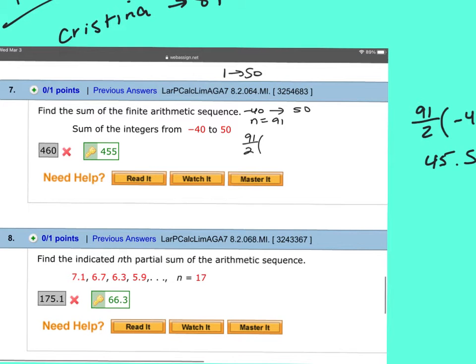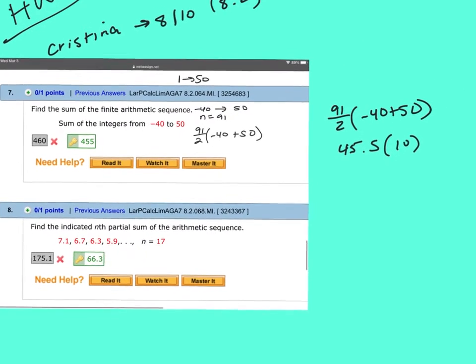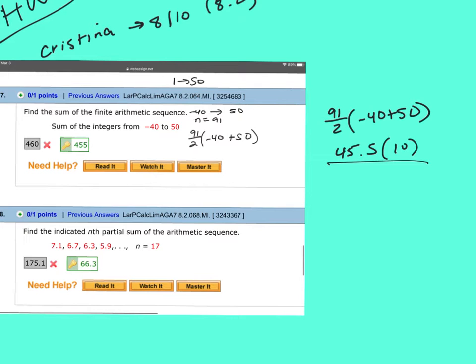If it was positive, like if it said from 20 to 50, then it's 30. It's because it went negative that you included 0. So then the first term is negative 40 and the last term is 50. And then I'd get 45.5 times 10, which is 455.